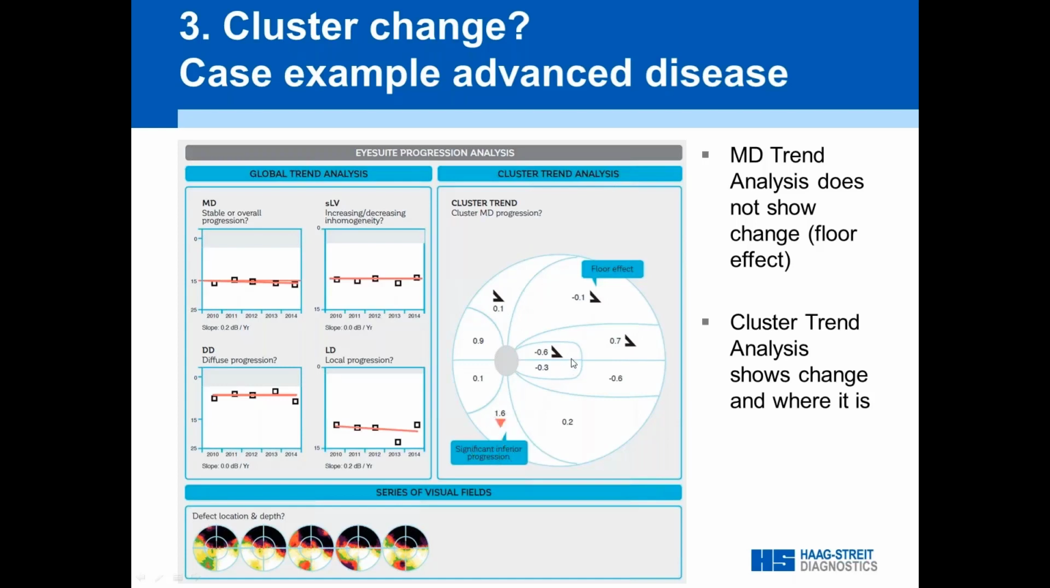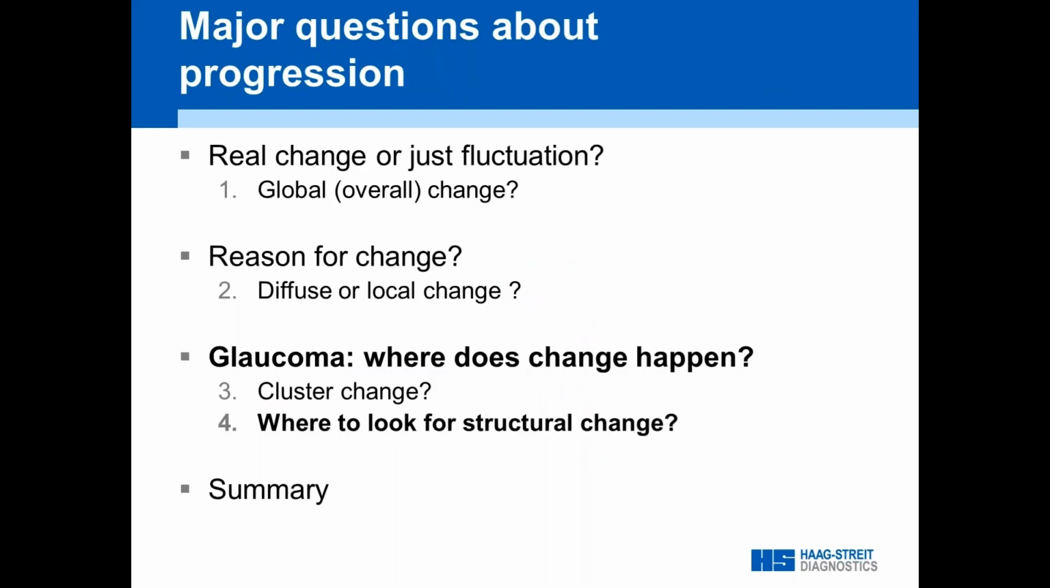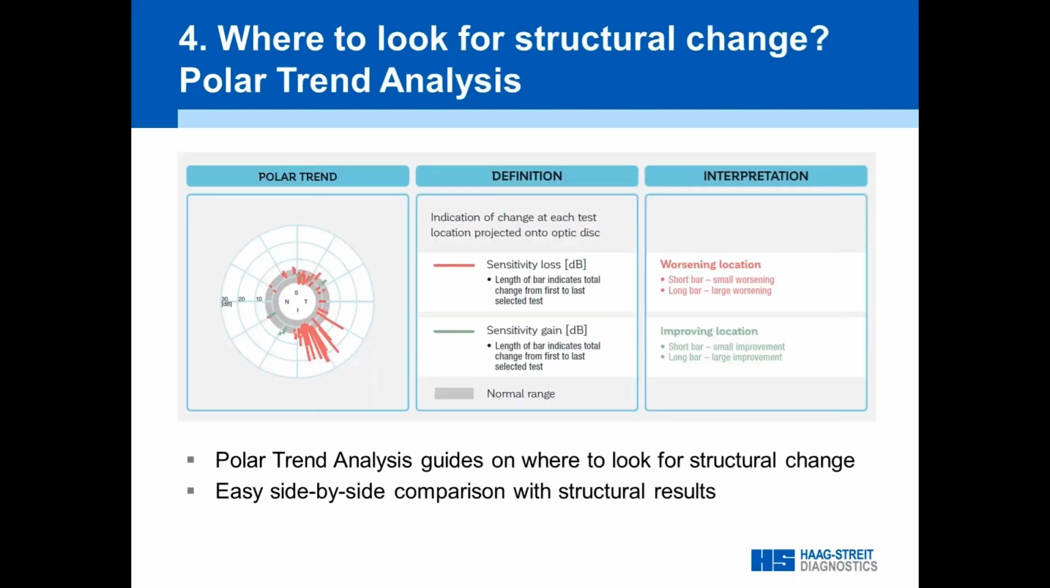And in these very advanced cases it's very helpful too, where you just have the very central 10 degrees, and you can see then is there still some more progression or not? It's just stable. And then the last one, of course, we track glaucomatous change also with OCT or fundus image.